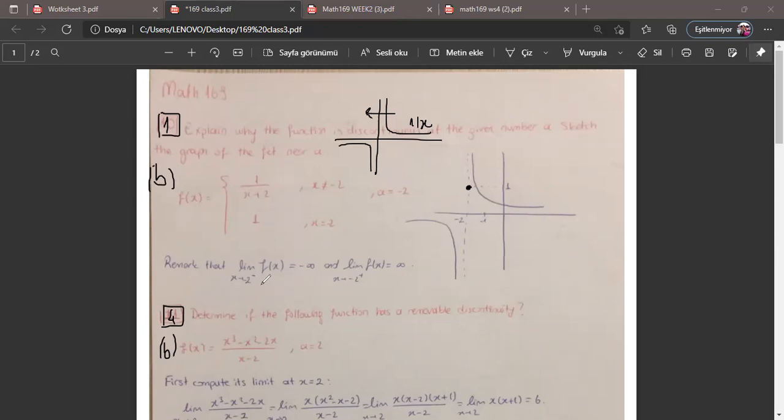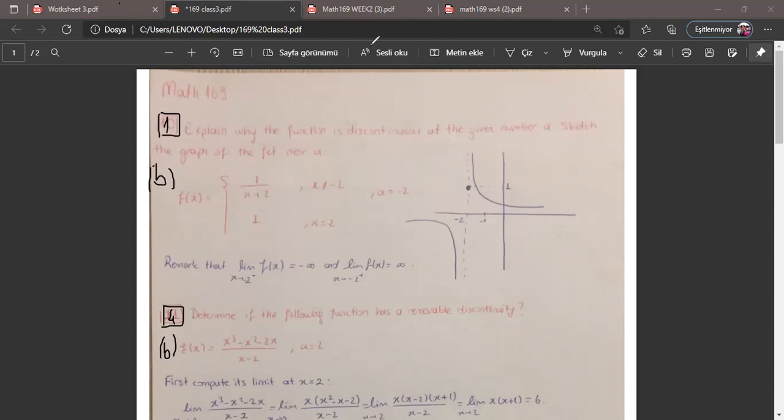Now, what about the limit of f? When we're approaching -2 from the left, we see the graph of the function is approaching -infinity. And if we're approaching -2 from the right, you see its limit is approaching infinity. So it has no limit. It means the function f of x is not continuous at that given point.